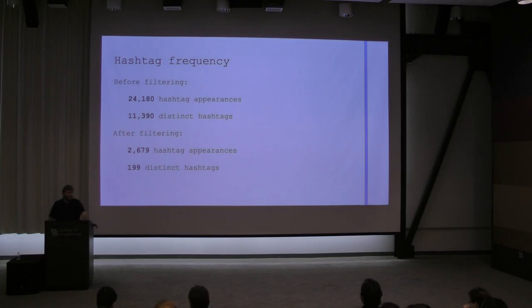11,390 of those were distinct. And after doing a very similar sort of filtering for traffic-related terms like streets and such, we had just under 2,700 appearances and 199 distinct hashtags that we thought could be potentially related to traffic. And I'm going to give you a visual of what those two sets look like.